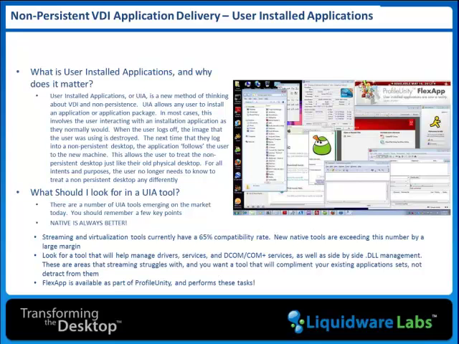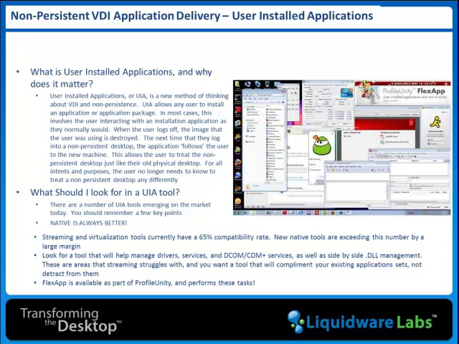So the other question we get asked is, what should we look for in a UIA tool? Now, there's only a handful of tools out there right now that actually provide this functionality, and it's important to remember that Profile Unity is a native tool. So Profile Unity and FlexApp handle the UIA in a native function. So, number one, native is always better.